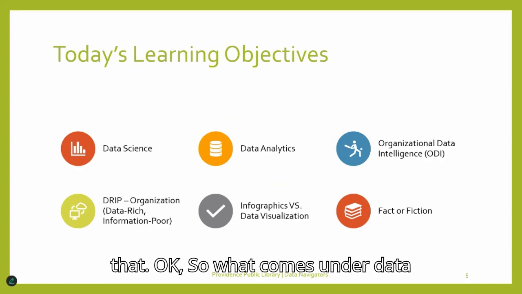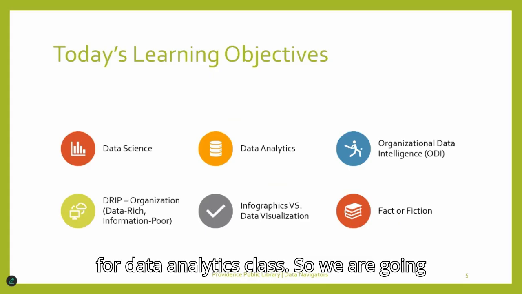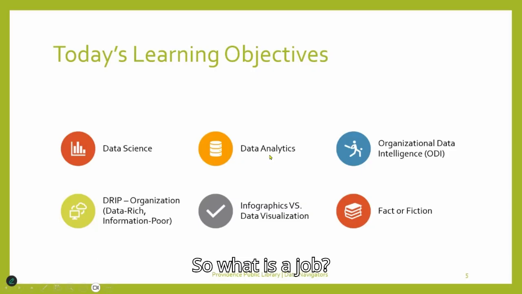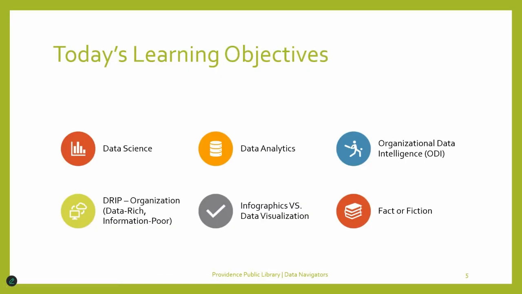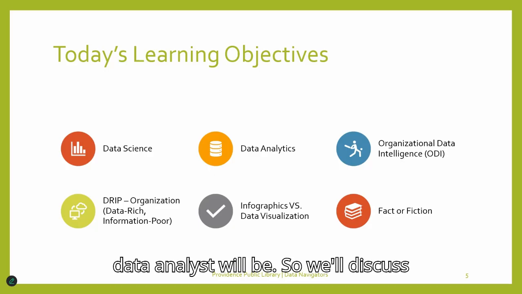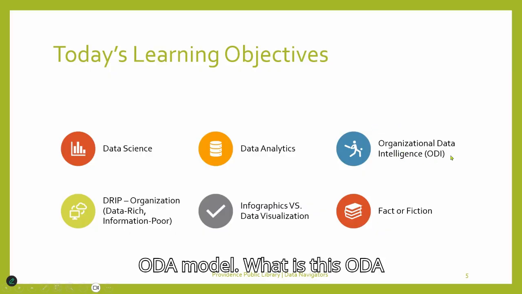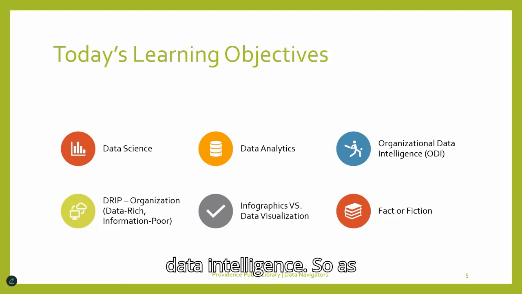So what comes under data science? This program is for the data analytics class, so we are going to discuss what data analytics is. What is the job or role that a data analyst will do? How does a typical day in the life of a data analyst look? We'll discuss that. Then we'll talk about the ODI model. What is this ODI model? It's called organizational data intelligence.